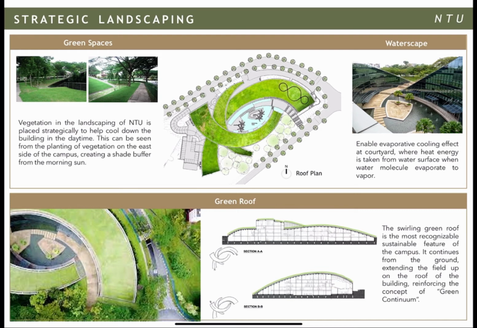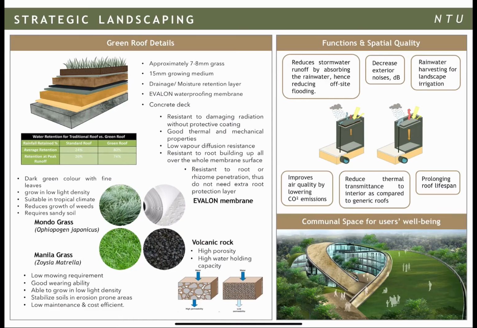The swirling green roof is the most recognizable sustainable feature of the campus. It continues from the ground, extending up to the roof of the building, reinforcing the concept of green continuum. There are four main materials being used in the green roof. The first one is the mondo grass. It is a dark green color with fine leaves. It grows in low light density and is suitable in the tropical climate.